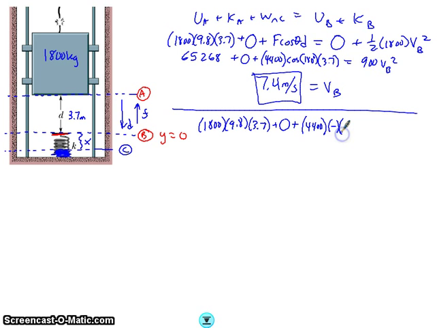Now here, our distance is a little tricky. It's going to drop 3.7 meters, so that's in there. But then it's going to drop an extra distance, this distance x, how far the spring is compressed. So I have to say plus x. So that's something to be careful about.